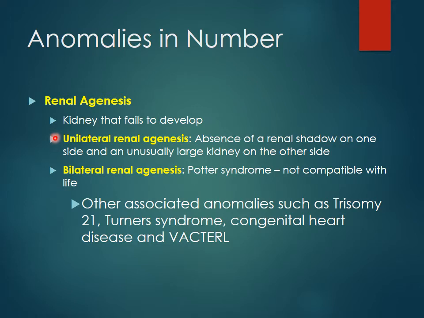the other side. On the other hand, bilateral renal agenesis is usually not compatible with life, as seen in the Potter syndrome, which you would be familiar with in pediatrics. Other associated anomalies would be trisomy 21, Turner syndrome, Fallot's tetralogy, and other congenital heart diseases.